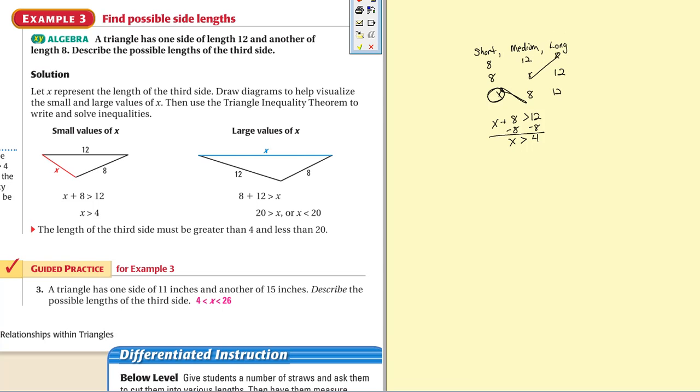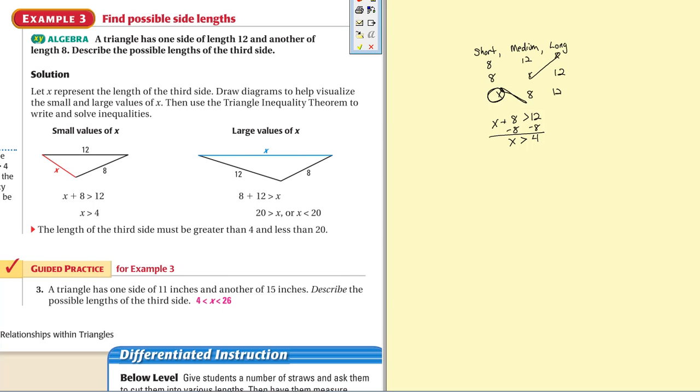So we subtract 8 from both sides, and we get x is bigger than 4. So if we have a 3 here, it wouldn't make a triangle, or a 2, or a 1. Even if we had a 4 here, it wouldn't make a triangle, because 4 plus 8 is 12, and 12 is not bigger than 12. So it has to be bigger than 4. 4.1 even, 4.8, 5, whatever, but bigger than 4.